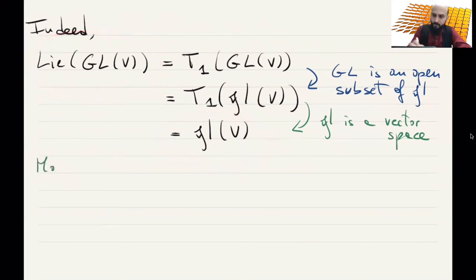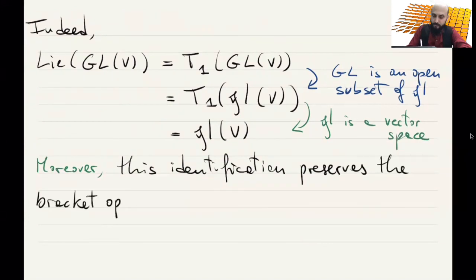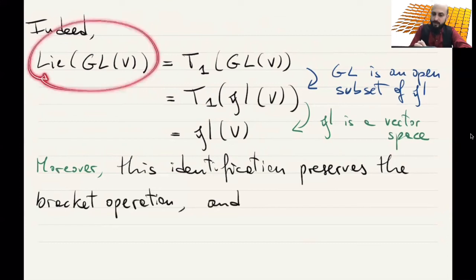And now I'm claiming that, moreover, this identification preserves the bracket operation, and namely, so here a bracket in here is equal to the bracket in here under this identification.